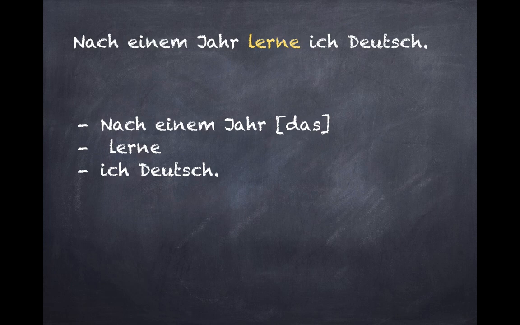Nach einem Jahr lerne ich Deutsch. After 1 year, I will learn German. So nach einem Jahr, das Jahr changes into einem, then verb position at second place, lerne, and then the rest of the sentence. You can also reverse it: Ich lerne Deutsch nach einem Jahr. I will learn German after 1 year.